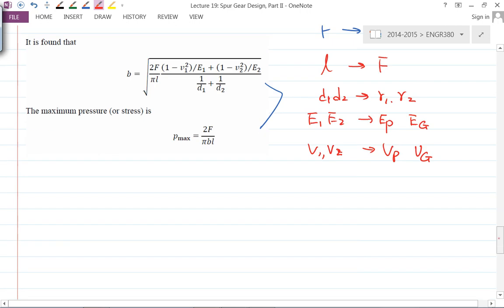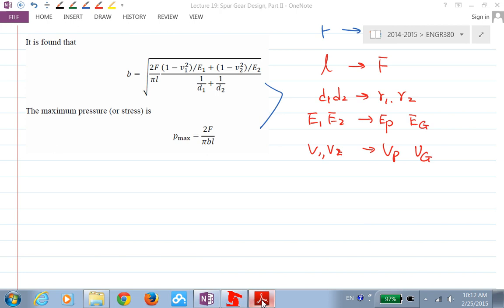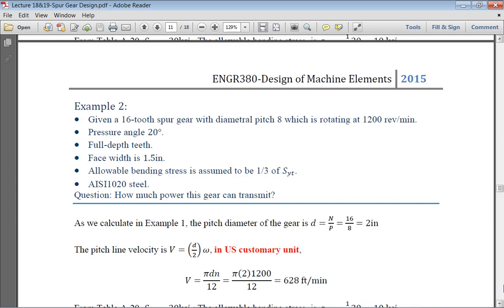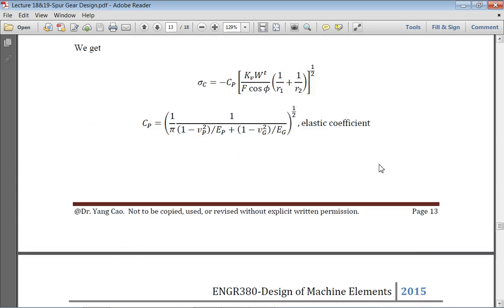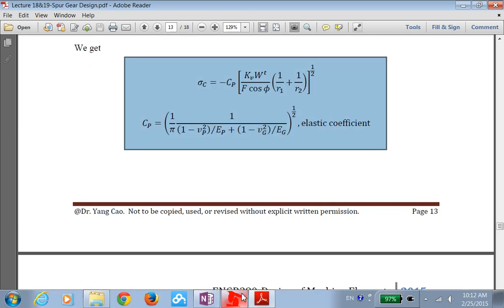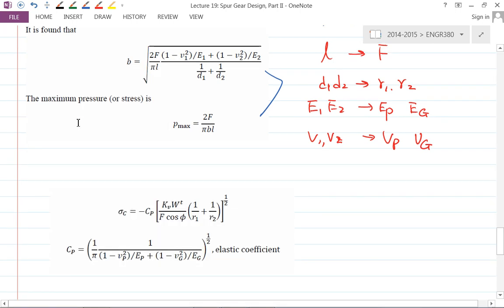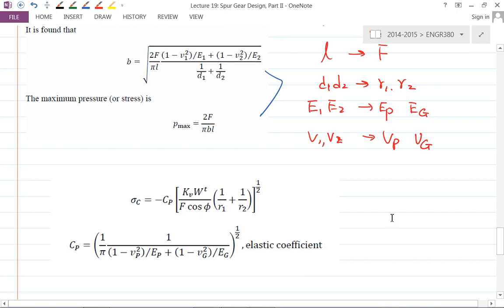If I write it down here, well, I don't want to write it down here. Maybe I'll just copy it here. It's a pretty long equation, actually. I'll put it down here. Okay, so this is basically the end result for the contact stress. Sigma C is the contact stress, or Hertzian stress, or pitting stress. Okay, this is preliminary, not the final result we're going to use.